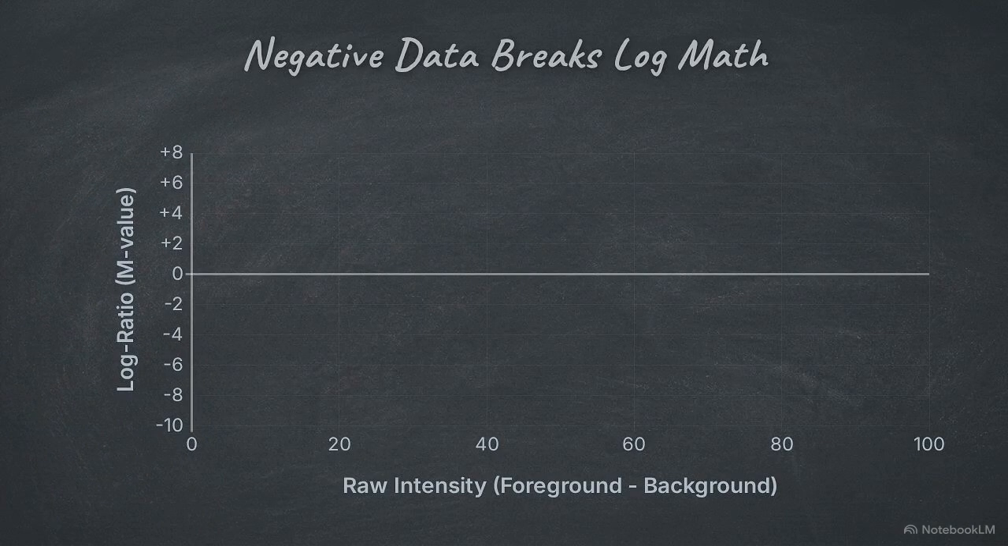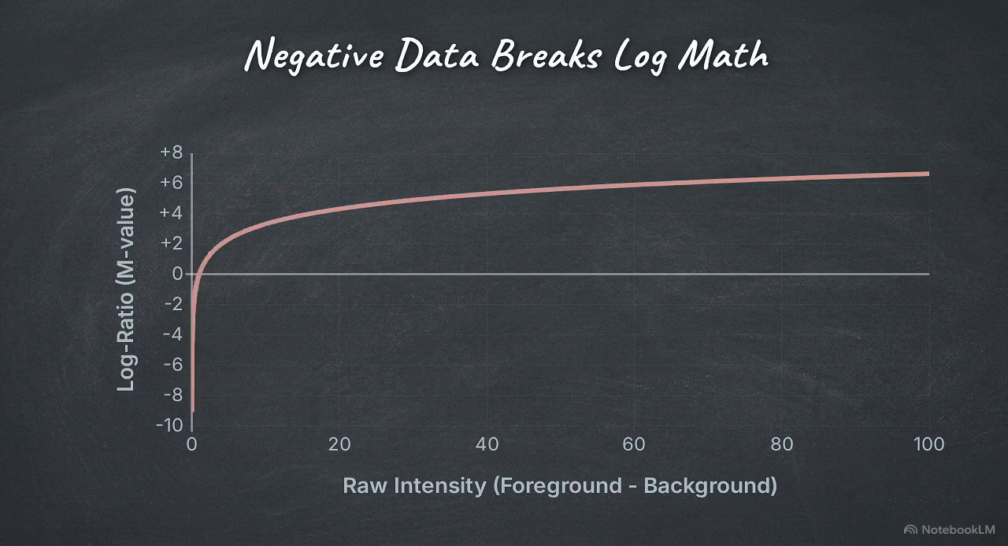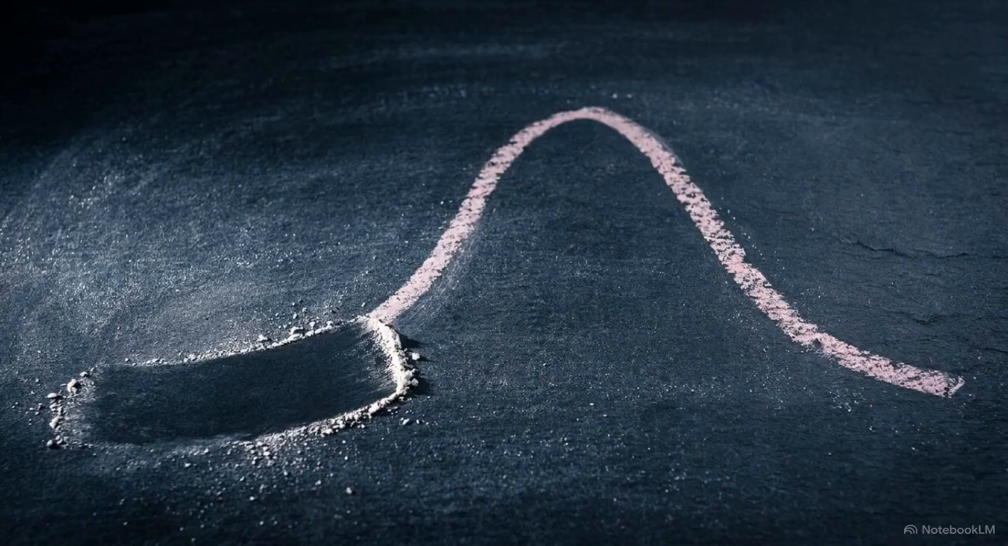On a log scale, negative or 0 intensities result in infinite log ratios or missing data. These infinite log ratios dominate the variance profile of the experiment, masking the actual biological trends. Naive background subtraction limits the statistical power available for low expression genes, requiring a more precise mathematical approach.